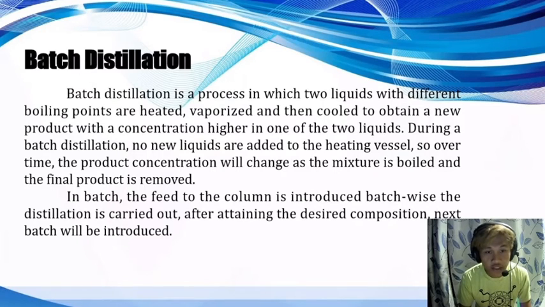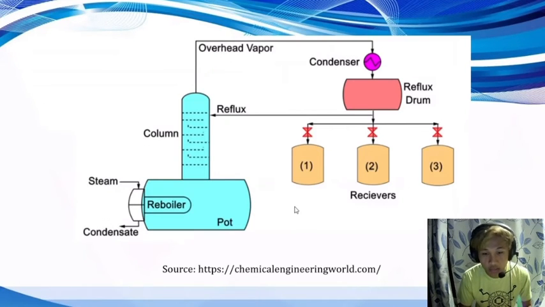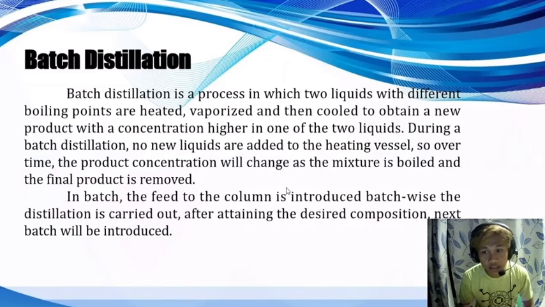In batch distillation, the feed to the column is introduced batch-wise. So take note of this. It means it is per batch. That's why it is called batch distillation. The distillation is carried out until the desired composition is attained, and then the next batch will be introduced.